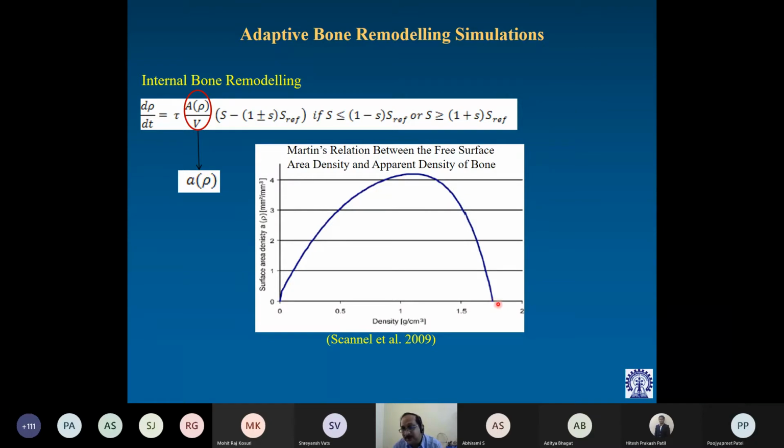up to say this is the density of the cortical bone, up to say 1.75 grams per cc. So for this density range, up to the hardest cortical bone, the free surface area available for remodeling is very, very less. Thereby, the influence of this parameter in the whole remodeling process reduces drastically. So this is exhibited by this relationship plotted here clearly.